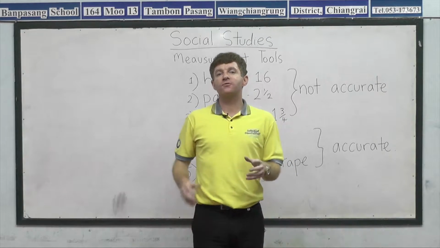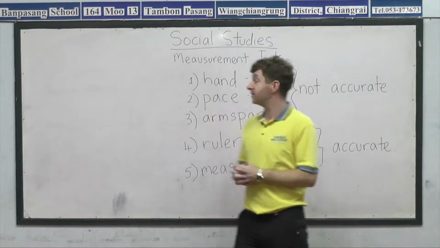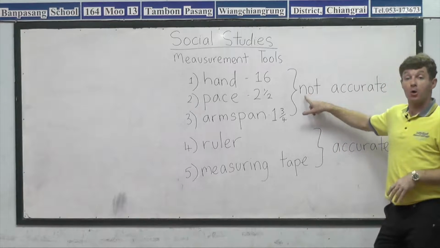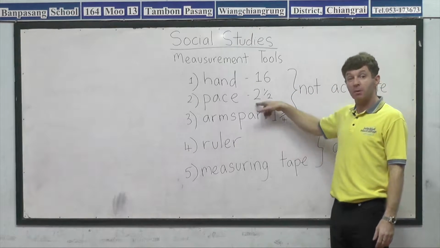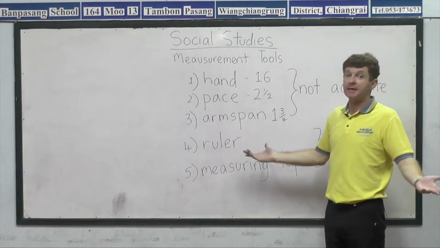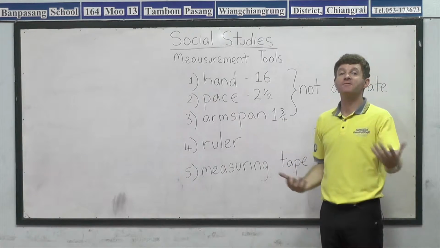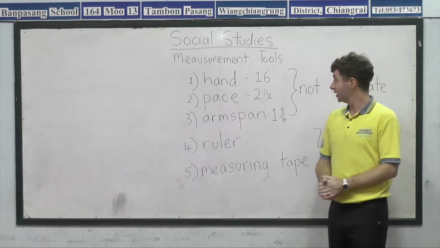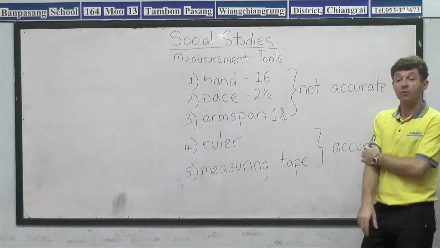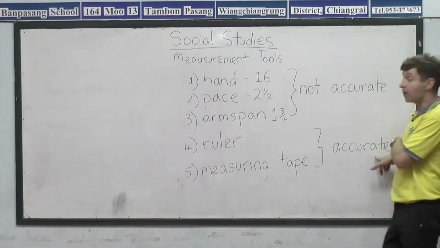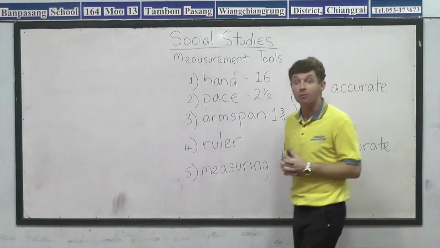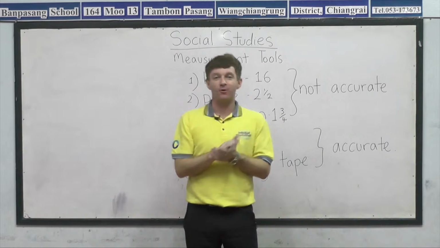But what do we notice about those 3 measurements, guys? They are not accurate. That means that if somebody else comes to measure, they might be different because we have different sized bodies. But our next 2 measurement tools are what we call accurate. So, who would like to demonstrate the ruler? Prel, come and join me at the front.